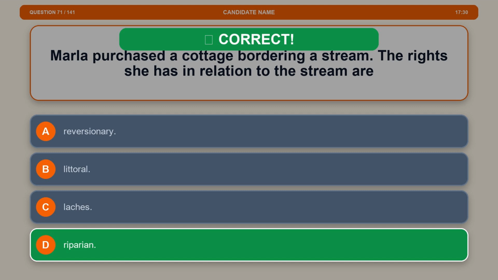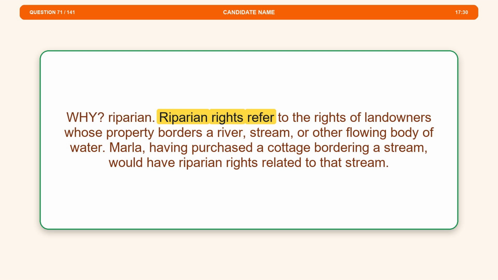The correct answer is option D, riparian. Riparian rights refer to the rights of landowners whose property borders a river, stream, or other flowing body of water. Marla, having purchased a cottage bordering a stream, would have riparian rights related to that stream.